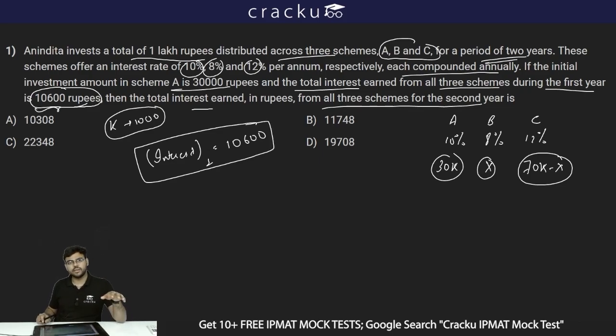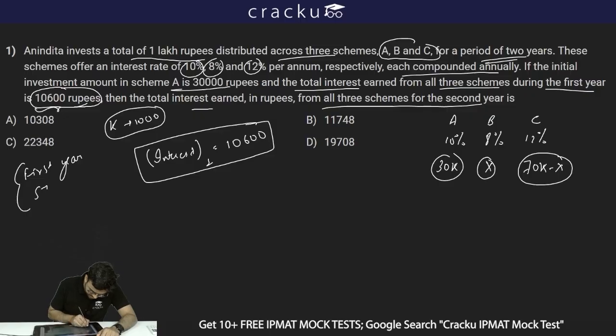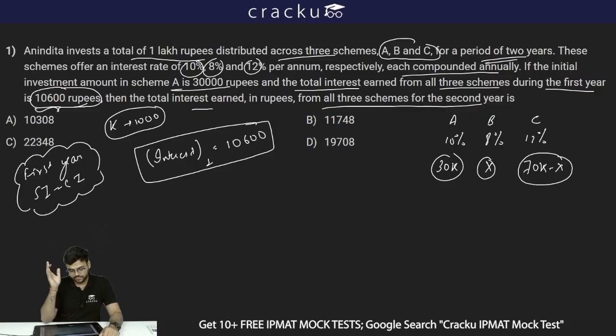Now in the first year, we know that specifically for the first year in any of the schemes, simple interest is equal to compound interest. If the applied interest rate is simple interest or compound interest, the interest earned in the first year will be the same for both the schemes. So it is saying that it is 10,600 rupees.